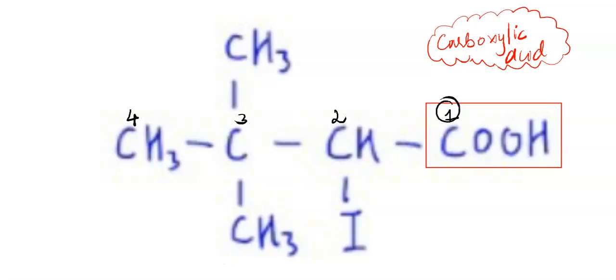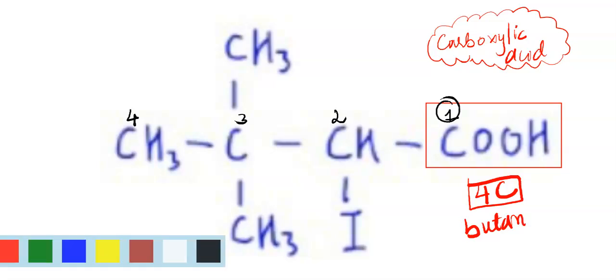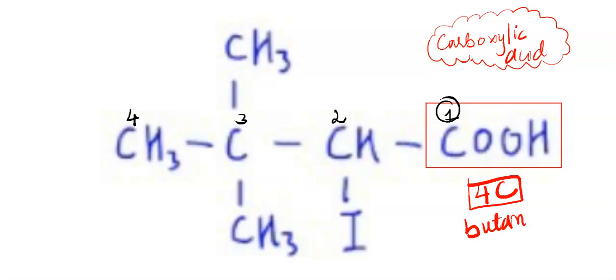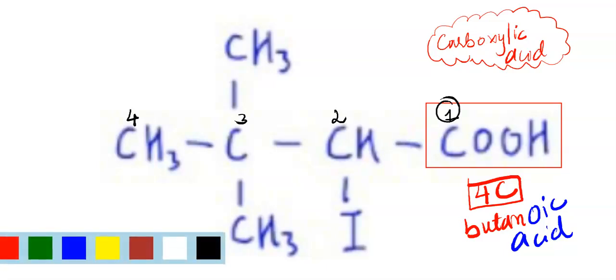Now we find this consists of 4 carbons. The parent chain consists of 4 carbons, so it is butane. And the functional group is carboxylic acid, so it is butanoic acid.